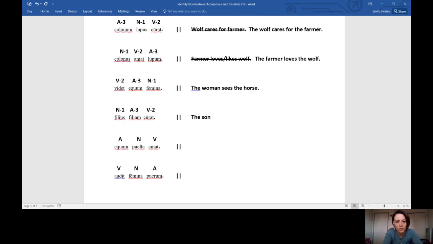The son, curat, cares for. Filiam, the daughter. All right. Equum is indeed an A. It is indeed accusative, so it's going to be a 3. Okay, puella is nominative, so it's going to be a 1. And then amat is our verb, and verbs mark is 2.